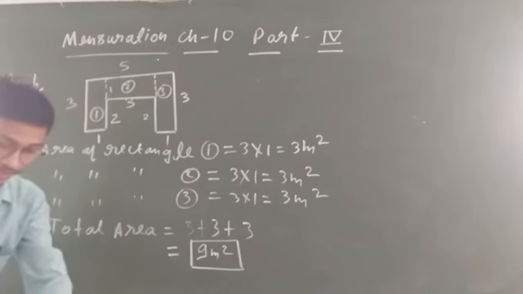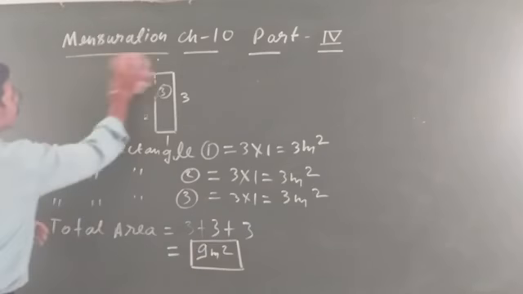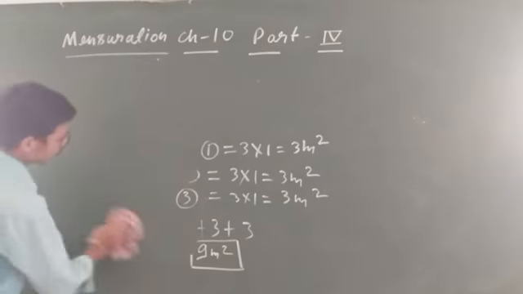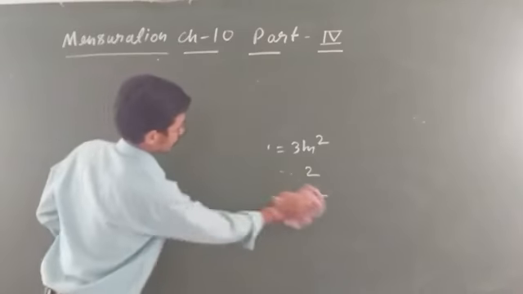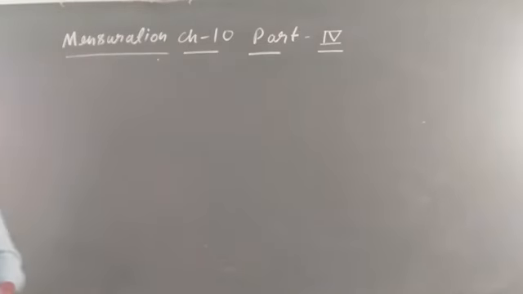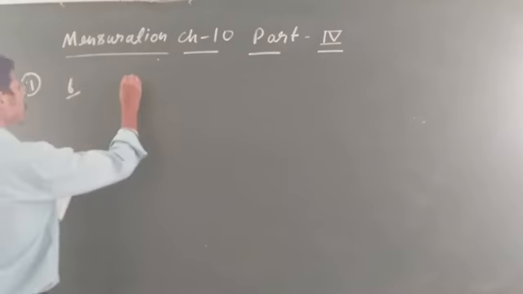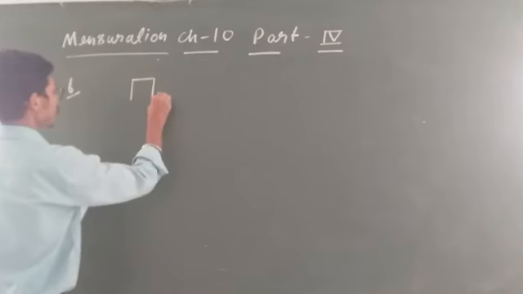Okay, student? Now let us take some other example, and the rest of the questions you will do yourself. Now come to the next question, question number 11. 11 is also based on the same pattern. What is given? Split the following shapes into rectangles and find their areas. So I am going to solve question number B.